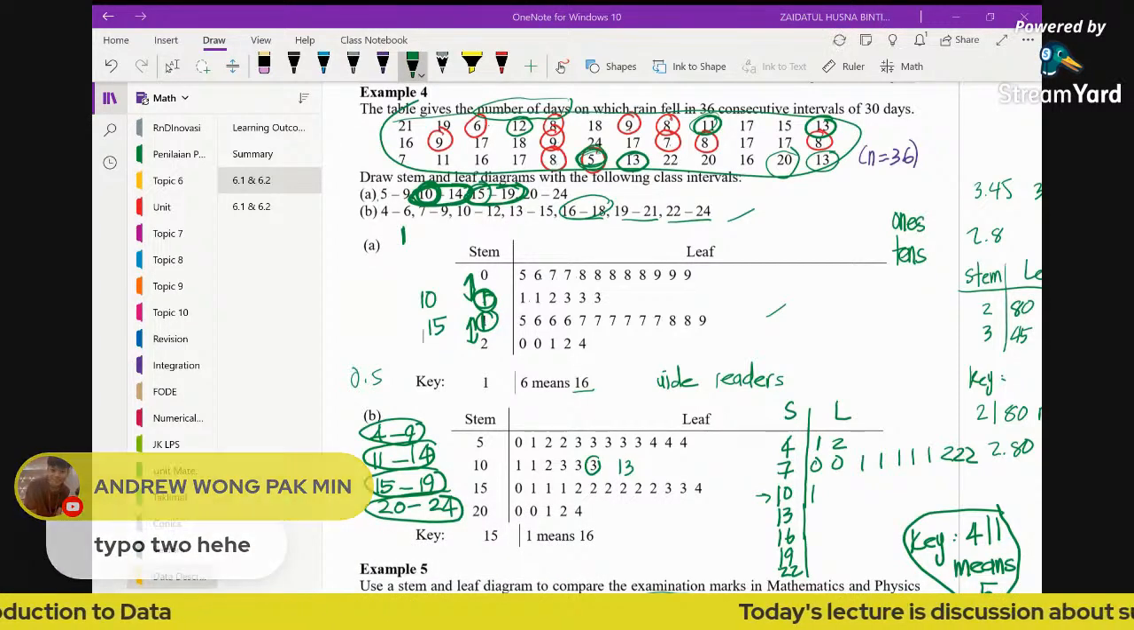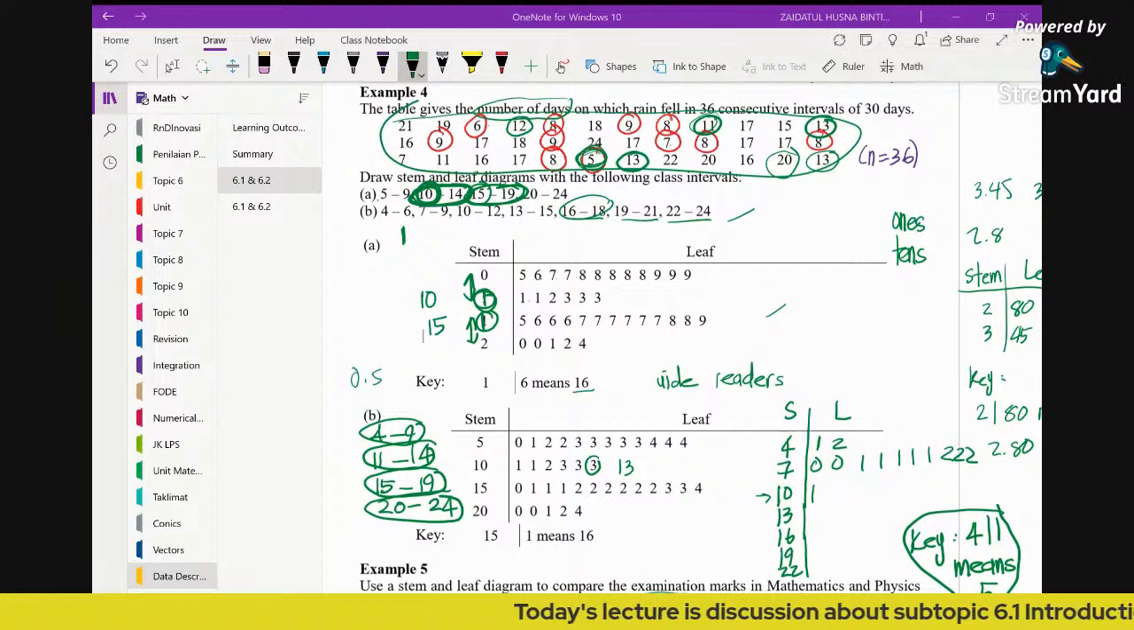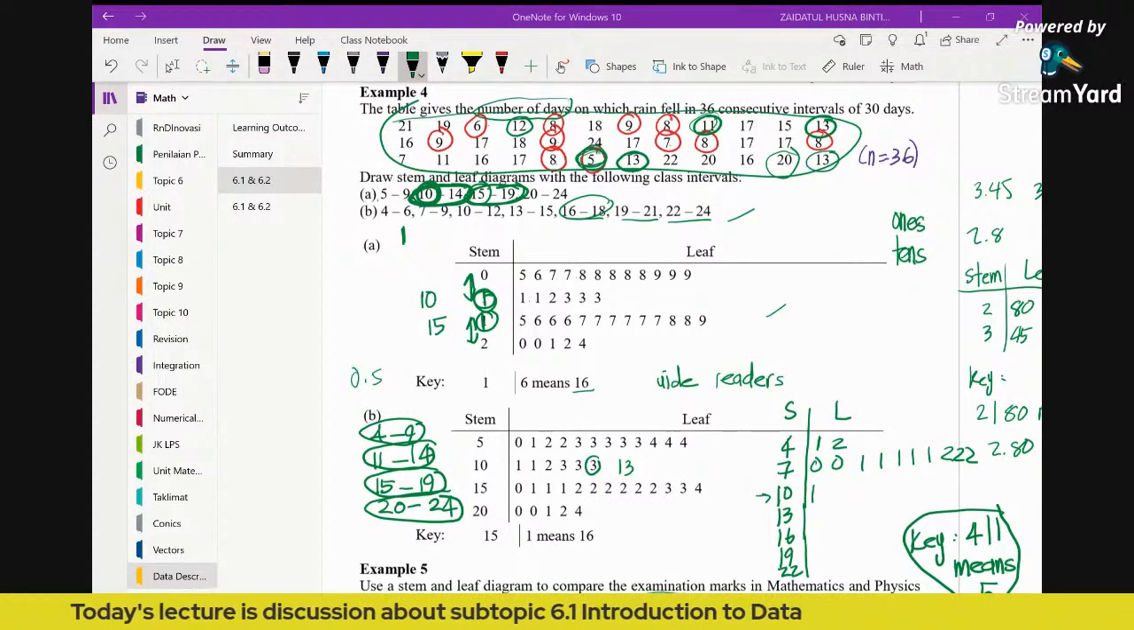Yeah, typo 2, but I do understand your question. So that is basically how we express the data.